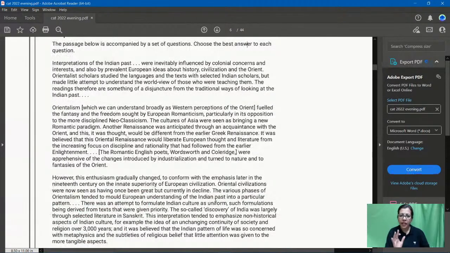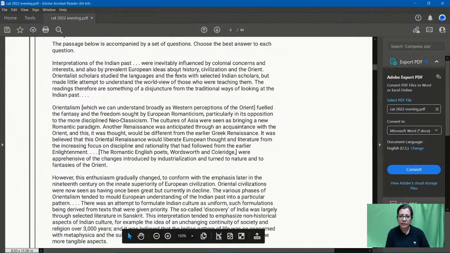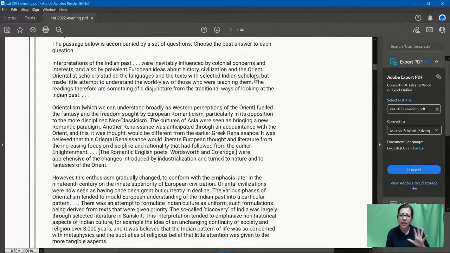I had thought I would definitely do this one, but again the point comes over here: you have to be flexible while you're solving your paper. If you're not flexible, you will get stumped by one question, like this question number 1 I'm showing you. So I go over to the paragraph and I see it says, influenced by colonial concerns and interests and also by prevalent European ideas, Orientalist scholars studied the languages and texts with selected Indian scholars. Yes, the word selected, Pahuldeep, that's exactly my point. Many students must have goofed up in this, and that is why I'm saying it's always smart to not take it upon your ego, be flexible, dump it and move on.